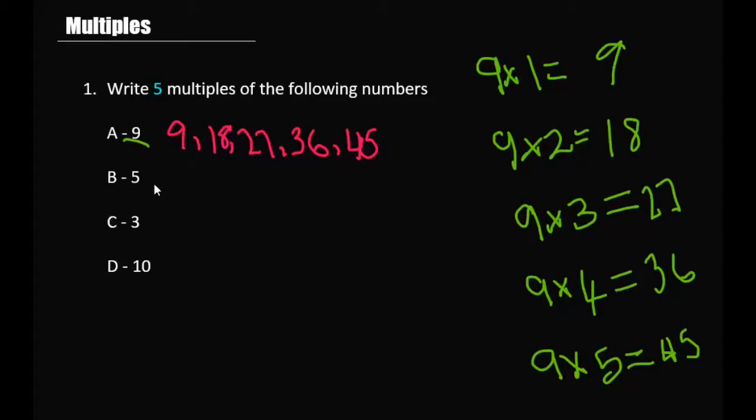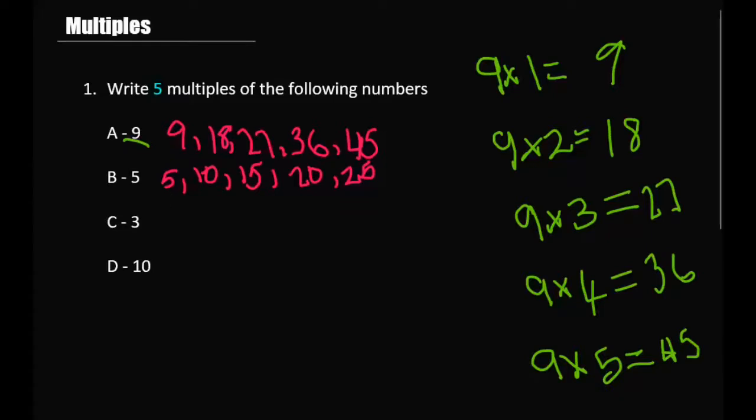So next we have 5. For 5, we just do 5 times 1 is 5. 5 times 2 is 10. 5 times 3 is 15. 5 times 4 is 20. 5 times 5 is 25. There we go. We have the first 5 multiples of 5. Now we do the same thing for 3 and 10 as well.